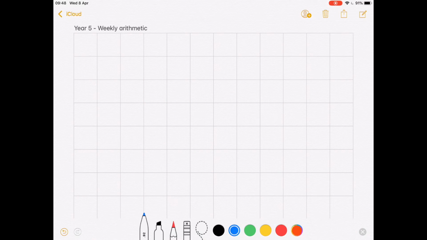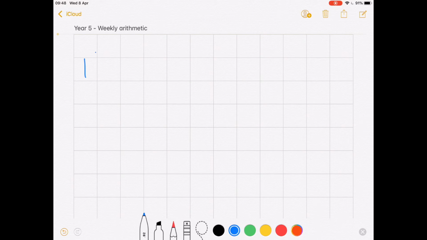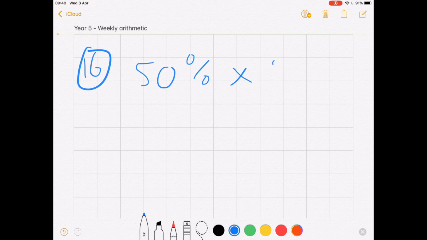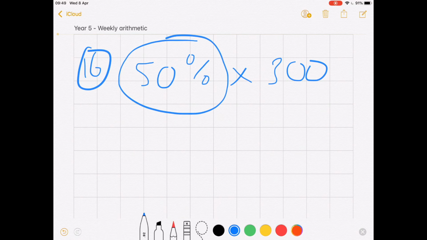Okay, next one is question 16. So for this one, it's set out like this. So it says 50% times 300. And if you can link your percentages with fractions, you'll know that 50% is the same as a half. Okay, so again, use that to help you answer question 16.